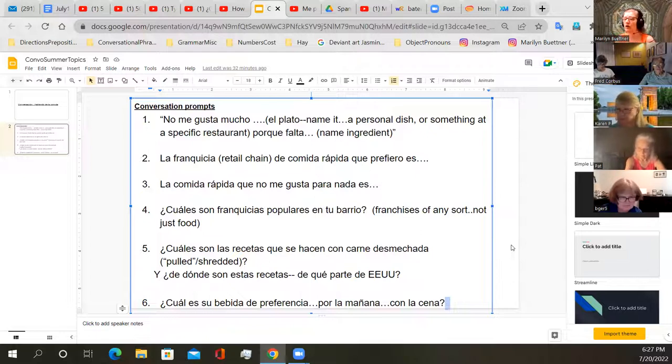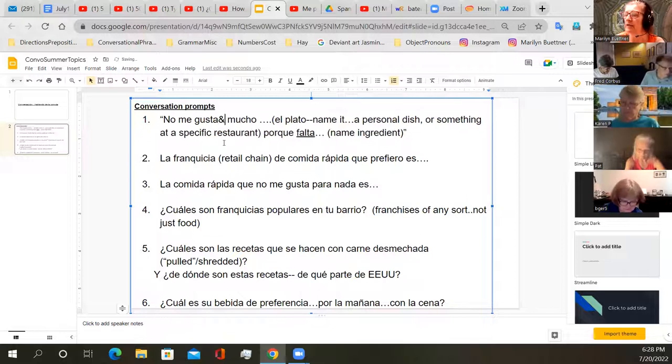No me gusta mucho el bistec de mi esposa. I don't like my wife's steak. And tell why not, or whatever, lo que sea. Porque falta, because it lacks. So what we're looking for here is that something lacks something, and it might be the recipe at a certain restaurant or a fast food chain or wherever. No me gusta mucho, and you know what? That might even be a gustan, depending on what you need, a ver. No me gustan, it could be, but no me gusta mucho, un plato, porque falta, because it lacks, and you're going to say what it's lacking, doesn't have enough spice, doesn't have enough sauce, something, algo, okay?